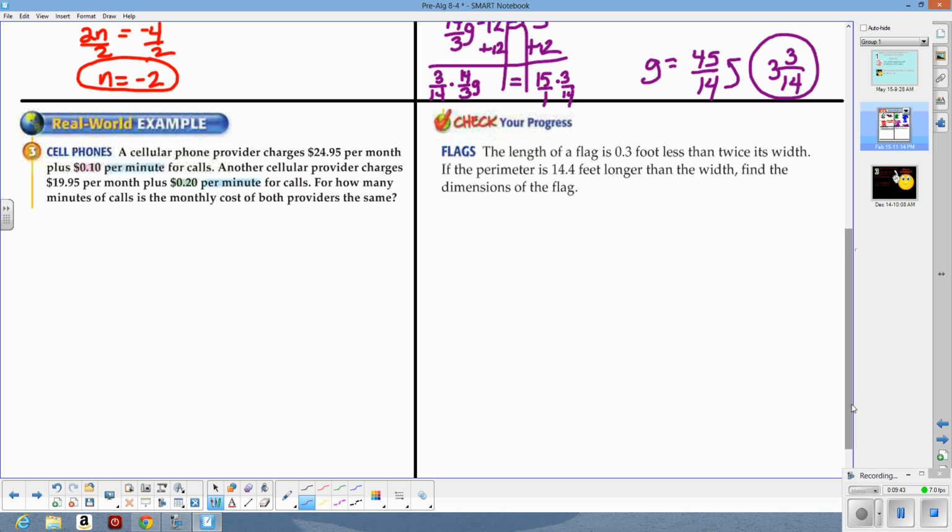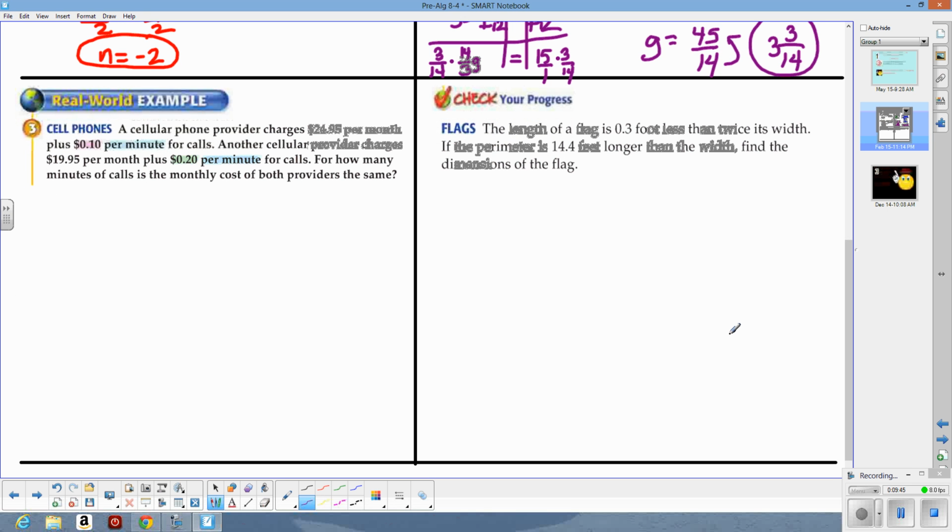Our last example, it says a cellular phone provider charges $24.95 per month plus 10 cents per minute for calls. Another cellular provider charges $19.95 per month plus 20 cents per minute for calls. For how many minutes of calls is the monthly cost of both providers the same? In other words, when is the cost going to be equal?